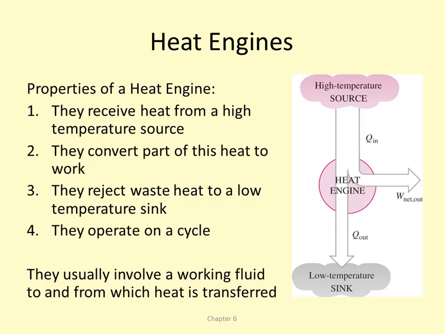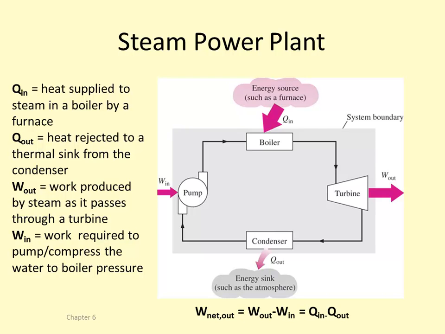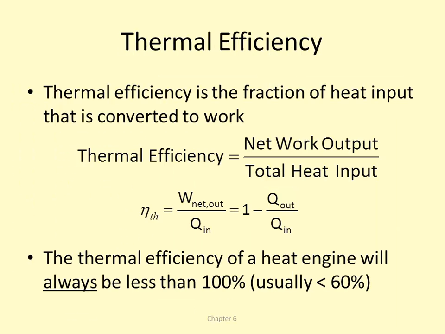Heat engines convert heat to work. Important things to remember, they can convert only part of the heat to work. They can't convert 100%. They have to convert part of it to work and then reject the rest to a heat sink, operating on a cycle. A steam power plant is a good example of a heat engine. So we have Q in to the boiler, some work output from the turbine, and then some heat rejected through the condenser. And many times a little bit of this work output will be used to drive the pump.